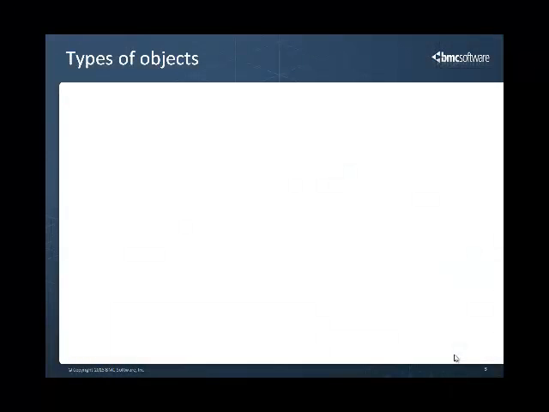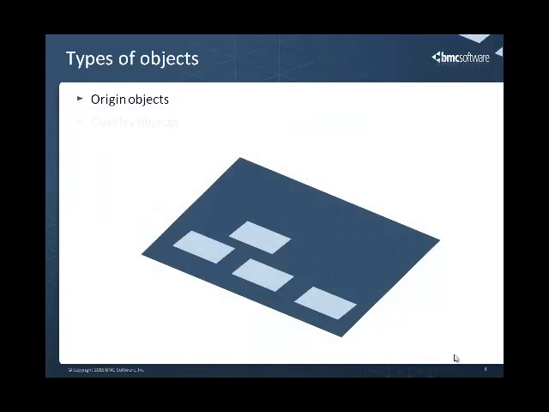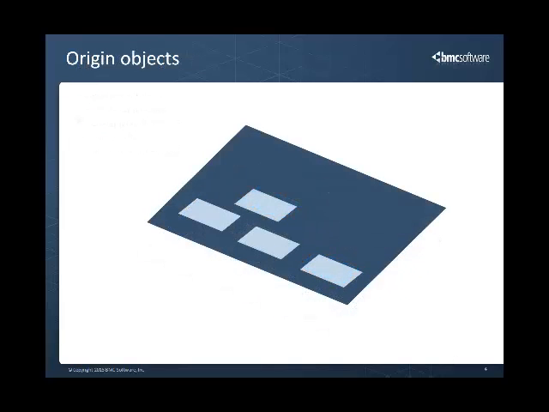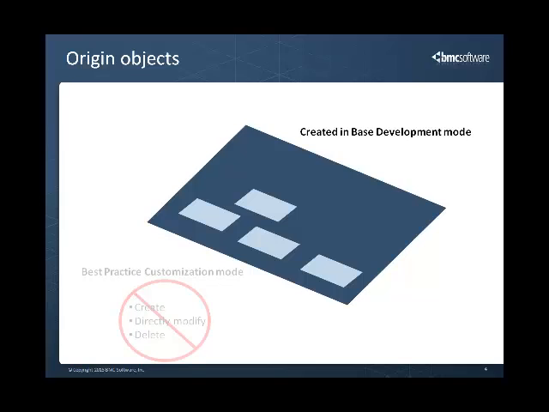When you are developing an application, you will be dealing with origin objects, overlay objects, and custom objects. Let me give you a short overview of each. An origin object is an object created in Base Development mode in Developer Studio. All default objects shipped with the AR System Server and other BMC applications are origin objects. In Best Practice Customization mode, the default mode, you cannot create, directly modify, or delete origin objects.